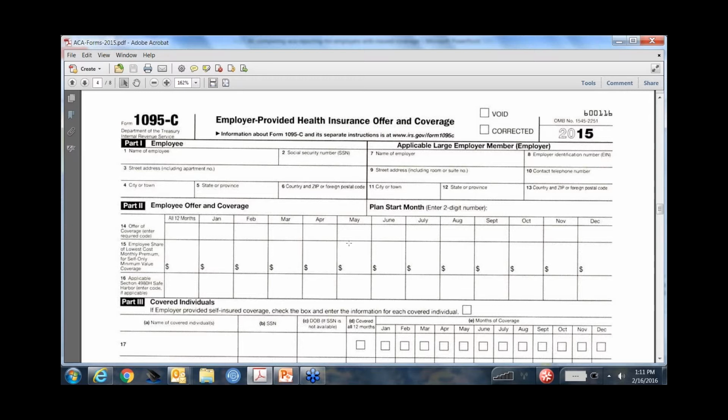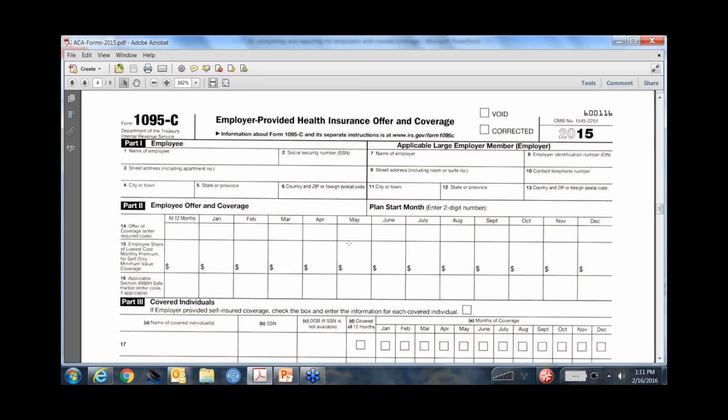Line 16 is the most complicated line. There are a number of situations that are reported there. For instance, whether that employee was employed by you, whether they took coverage. There's also a code if that person is in a waiting period or in a measurement period. I will point those codes out for you.